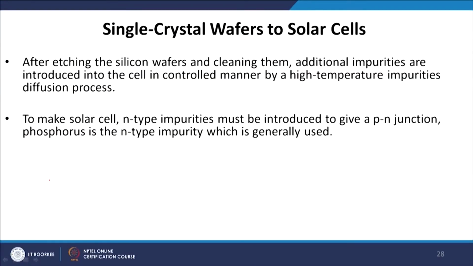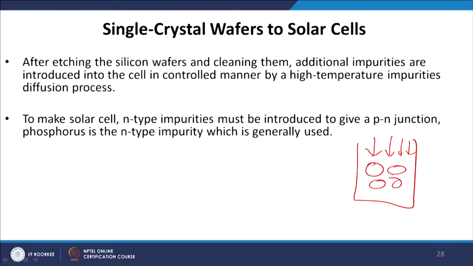So, now we have single crystal wafers in our hand. The next job is to make a silicon solar cell. After etching the silicon wafers and cleaning them, additional impurities are introduced inside the cell in a controlled manner at a high temperature diffusion process. So, we take this silicon wafer in some kind of cylindrical or rectangular chamber like this, and it is made very hot, and whatever impurity we have to put, we diffuse that impurity inside this to make it either a p-doped or an n-doped semiconductor.